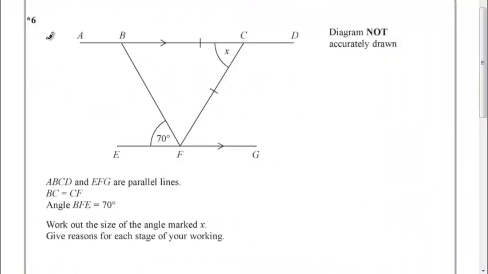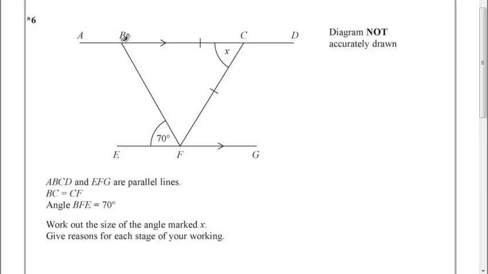Okay, we've got this question 6 now. A, B, C, D and E, F, G are parallel lines. I always like to map these out. A, B, C, D. So that line there and this line here, they're parallel. BC equals CF, so those lines are the same length. Okay. Angle BFE equals 70. That's this one here, BFE, 70. Work out the size of angle marked X.